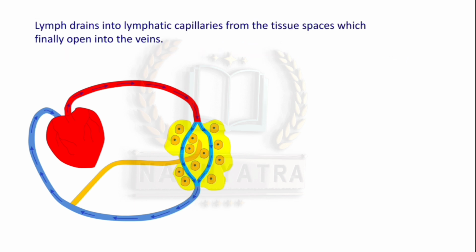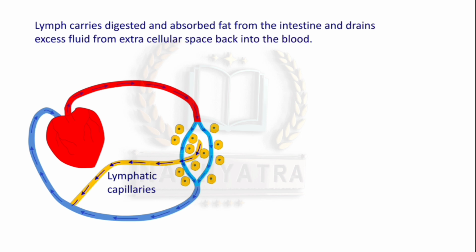Now see, this is the lymphatic capillaries. Lymph drains into the lymphatic capillaries from the tissue spaces, which finally open into the veins. Clear everyone? This lymph carries digested and absorbed fat from the intestine and drains excess fluid from the extracellular space back into the blood. I hope everyone is clear till here.